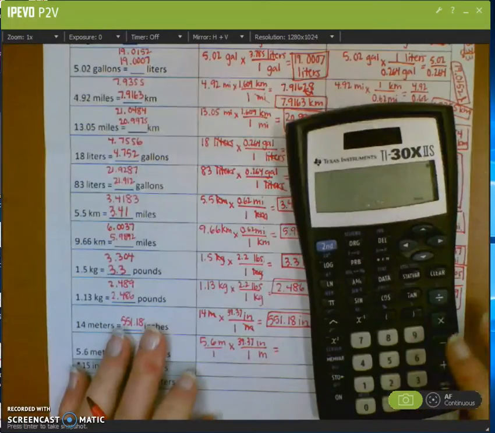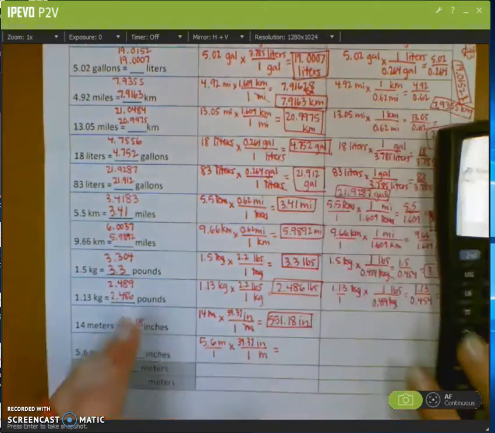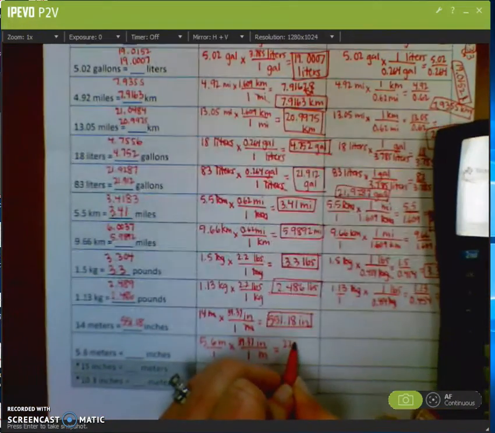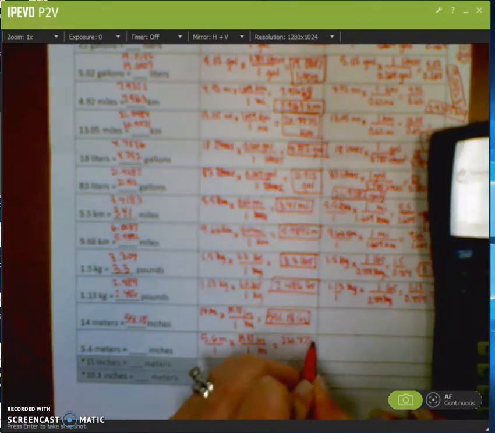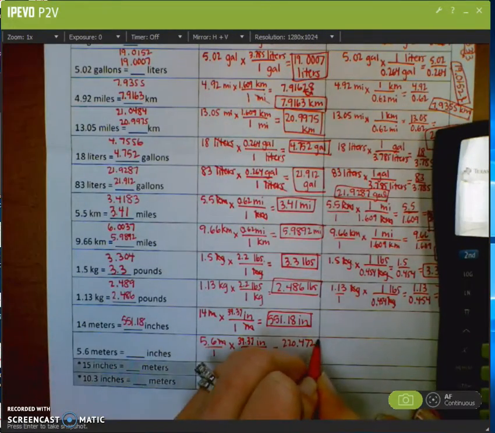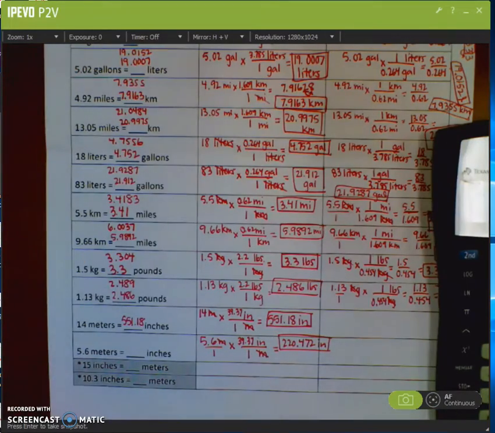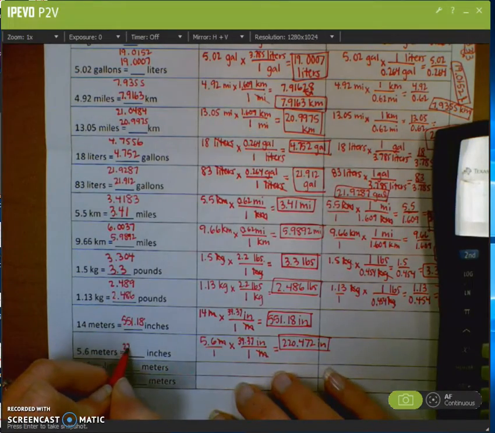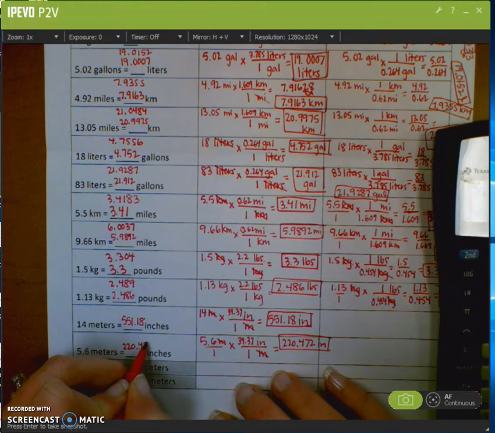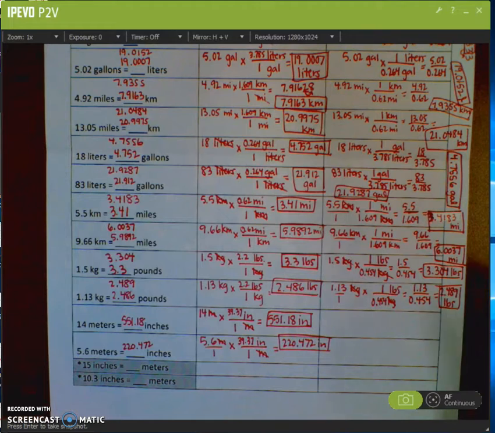15.6 times 39.37 gives me 220 and 472 thousandths. Meters cross reduce, and I'm left with just inches. This is all over 1, but that doesn't change the value, so 220 and 472 thousandths inches is my answer here. At the very end here, I have 15 inches equals blank meters.